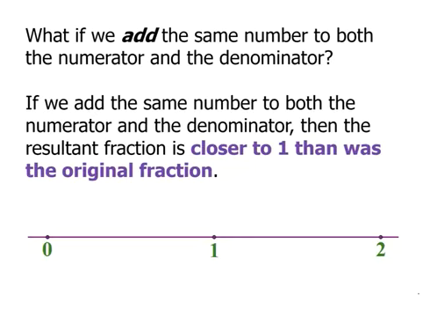And so if the original fraction were somewhere down here, less than 1, it would move up closer to 1. But if the original fraction were somewhere up here, larger than 1, it would move down closer to 1. So it's as if 1 is the great attractor and everything is moving toward 1 when we do this trick of adding the same thing to the numerator and the denominator.